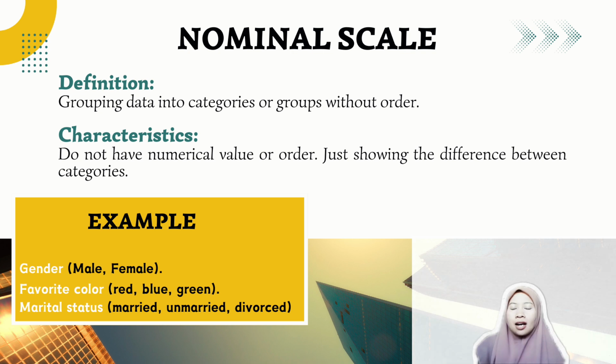Similarly, favorite colors are red, blue, and green. These colors are simply different categories with no higher or lower values. Nominal scales cannot be used for mathematical operations such as addition or subtraction because the numbers are used only as labels to distinguish categories, not to indicate quantity or order.